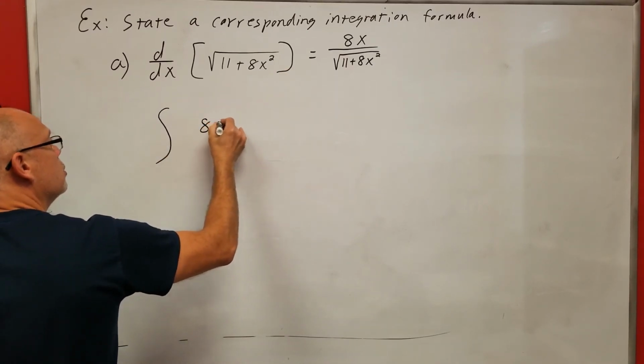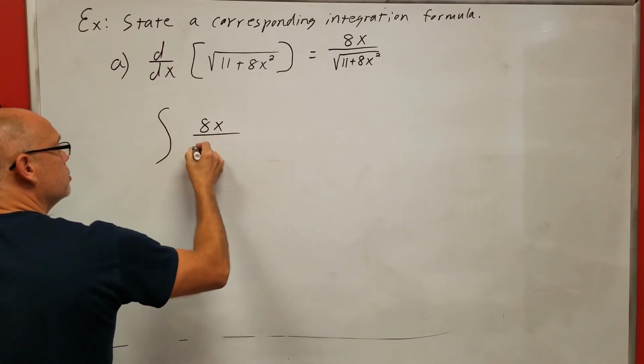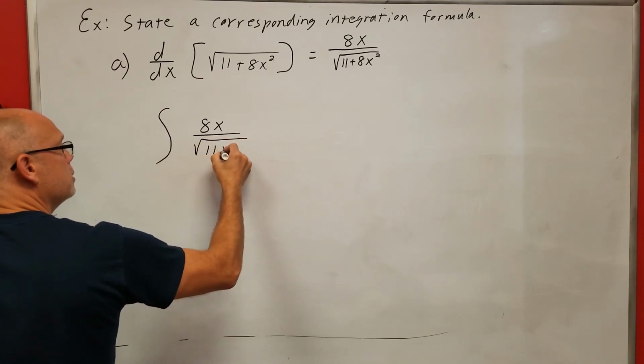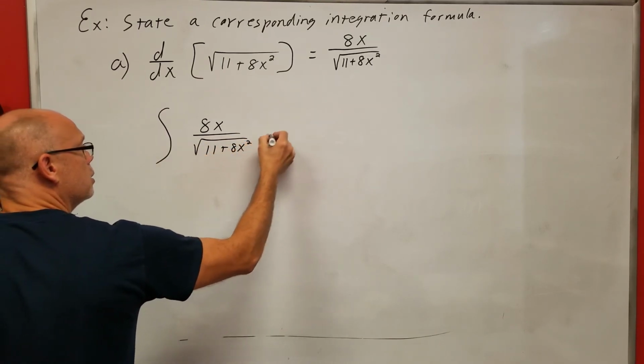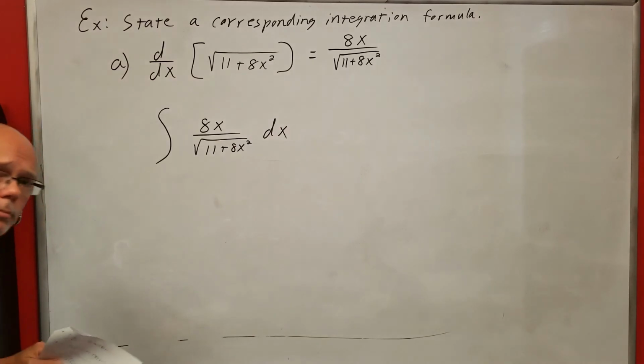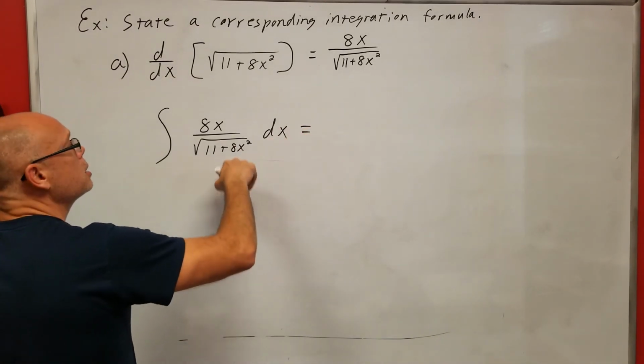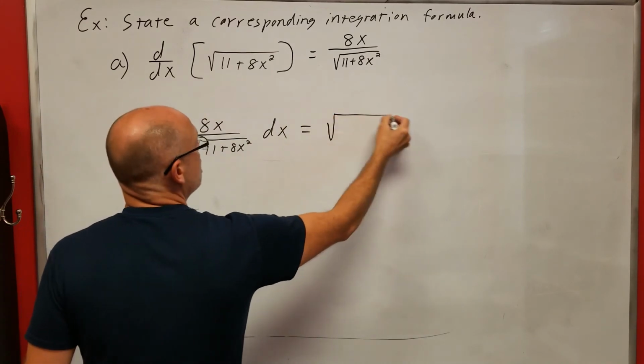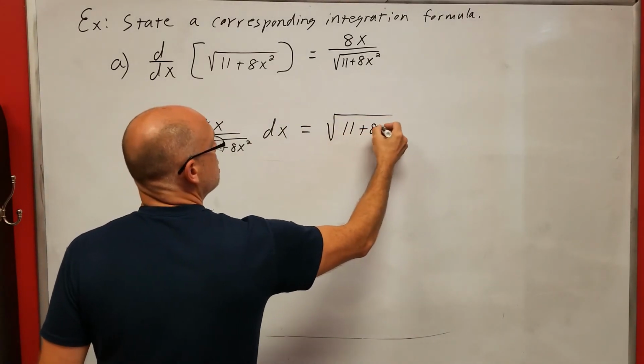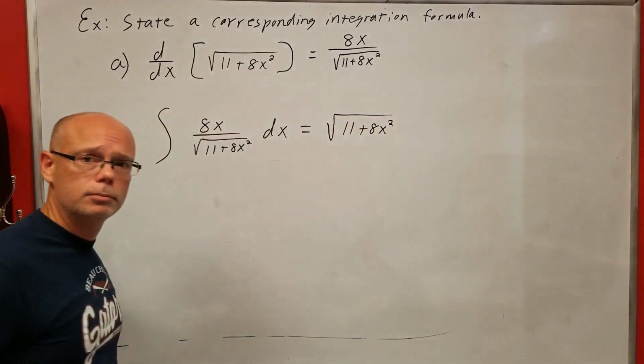The integral of 8x over square root of 11 plus 8x squared. Don't forget about your dx. What should that give you whenever you take the integral of this? It should give you what you started with. Square root of 11 plus 8x squared.